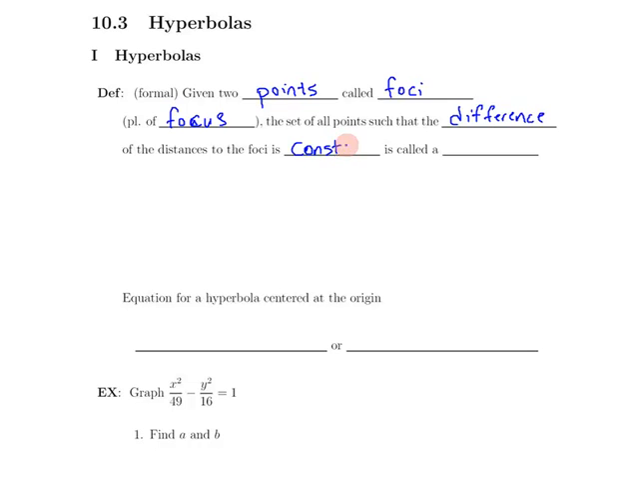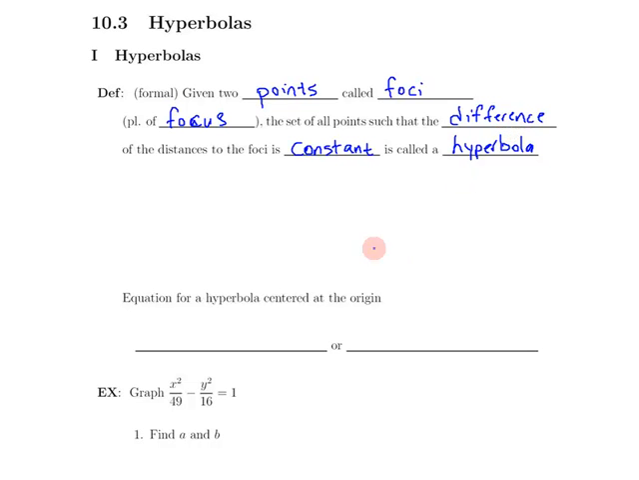Now, do you remember in ellipses we said that the sum of the distances was constant? Now we're going to take the difference, we're going to subtract them, and we're going to hold that constant. That shape is called a hyperbola. Now that's the formal definition, and I think it's really, for me, hard to visualize what that says.